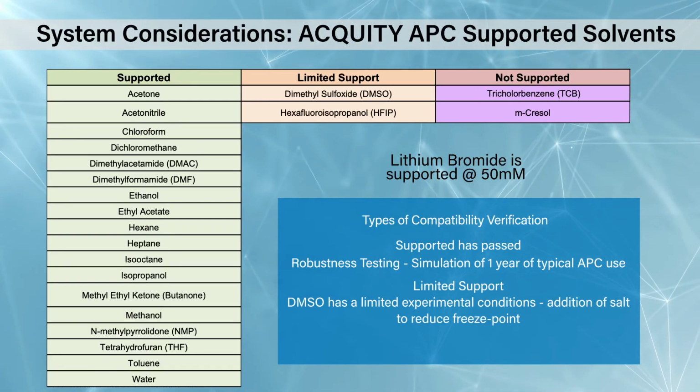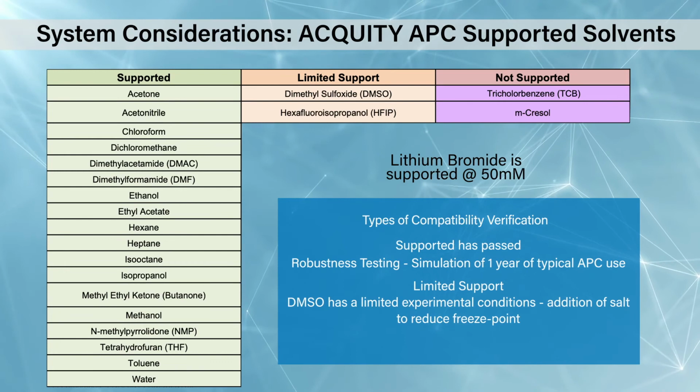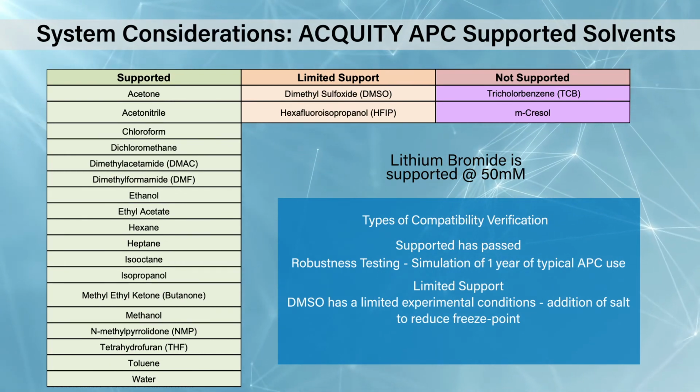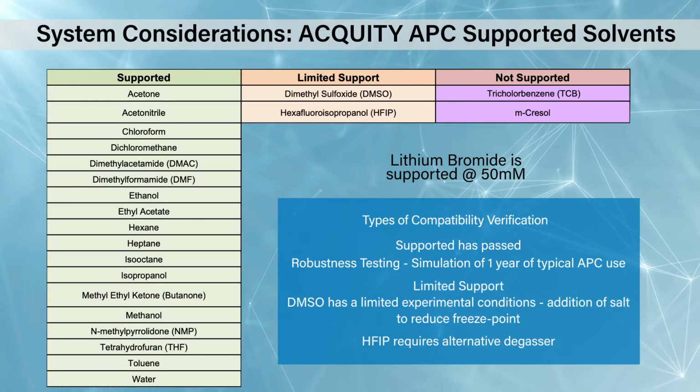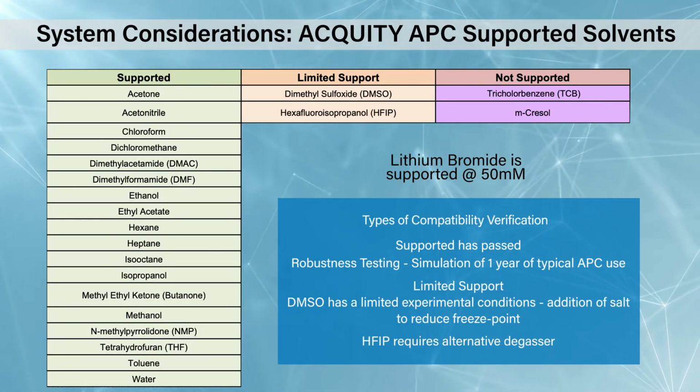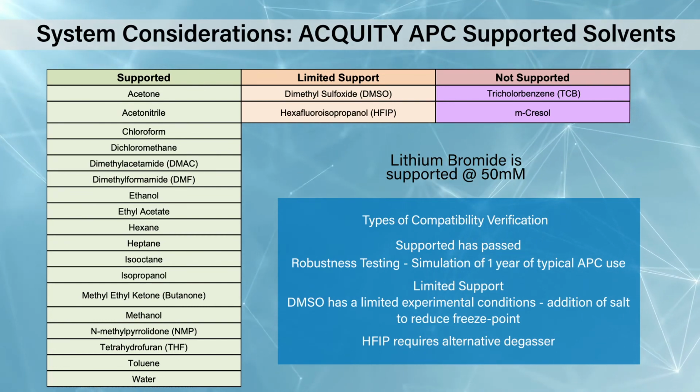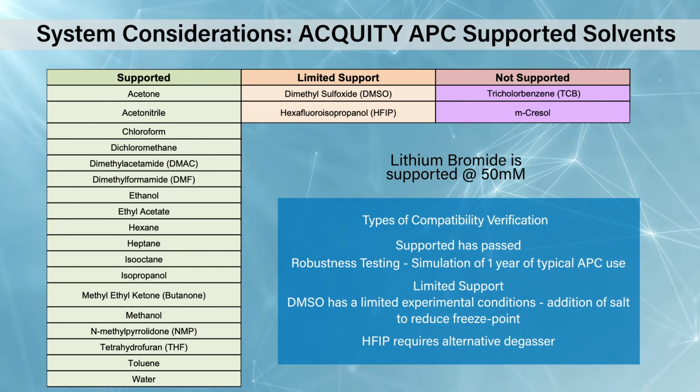DMSO has limited support, because the addition of salt is required to bring down the freeze point, because when you're looking at high pressures on DMSO, you can freeze it. So you need to make sure you have salt in that system, and then you can use it as a normal mobile phase. If you want to use HFIP, that works well on the APC, as long as you replace the degasser with an appropriate one, which is, again, possible. We don't do high temperature GPC on the system, so we don't do things like TCB for polyolefins, for example.